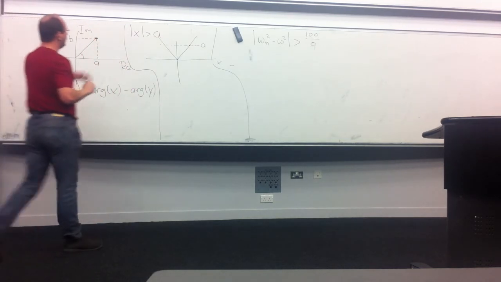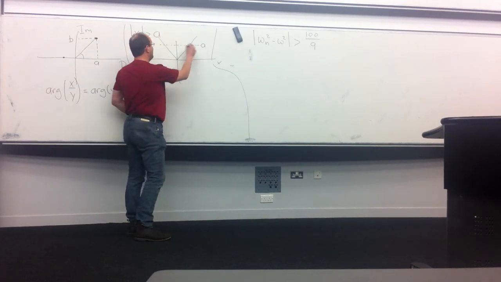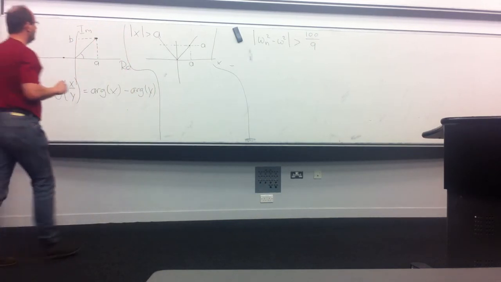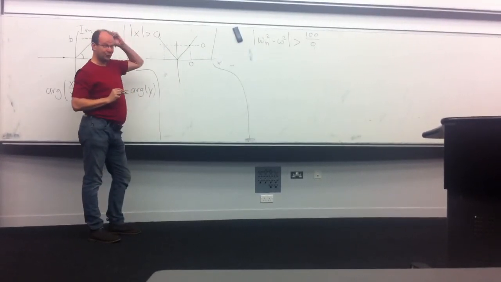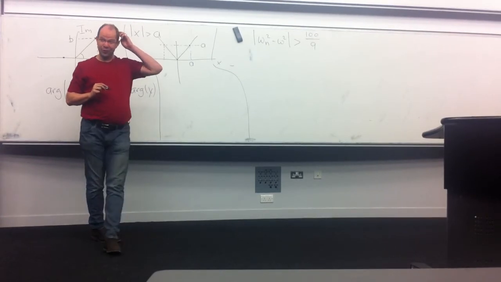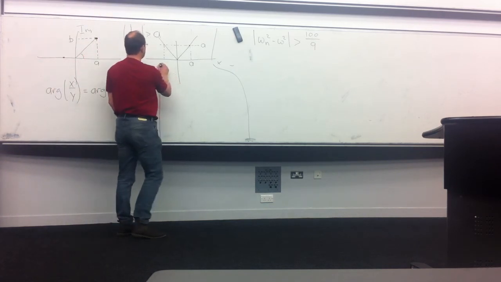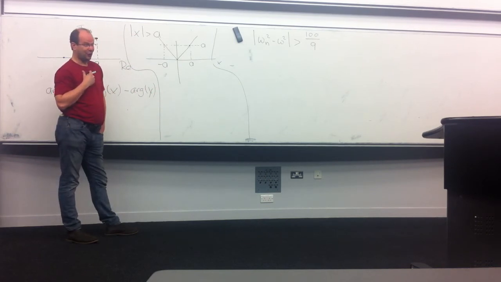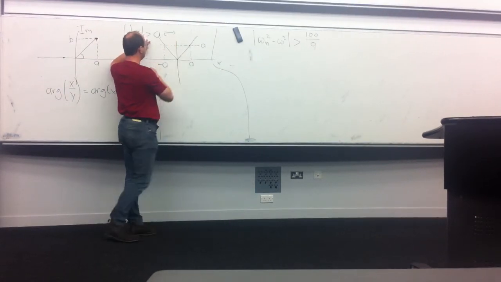Well, I've got this level a here. Here, this line is y is equal to x. So if the y coordinate is equal to a, the x coordinate is also equal to a. And here, this line is y is equal to minus x. So if the y coordinate is a, then the x coordinate is minus a. So this is minus a. So you see, if you want the modulus to be larger than a, you can have two situations.